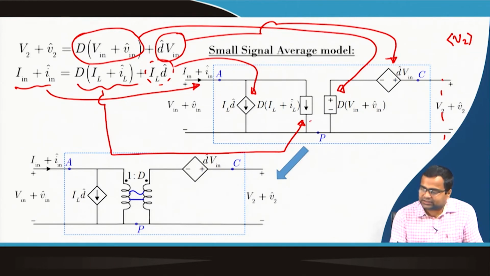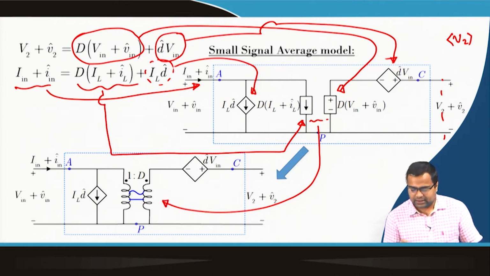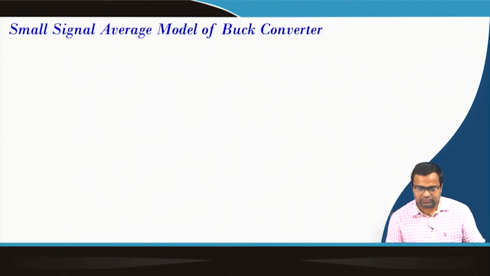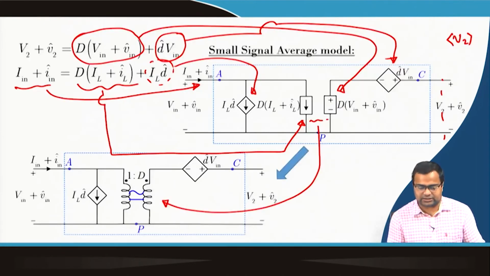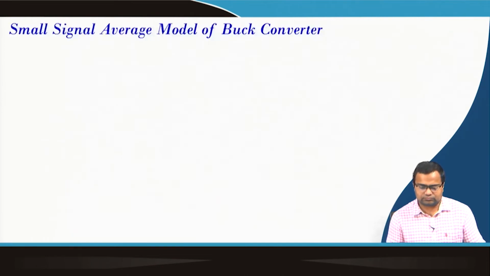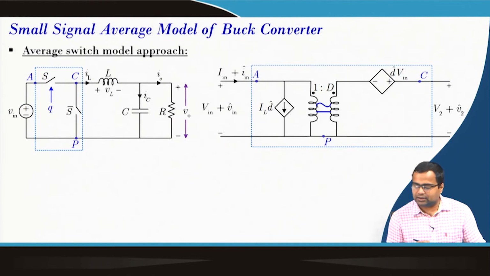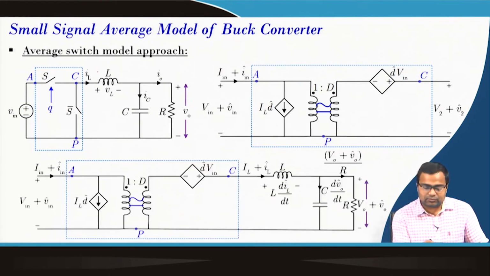Now, you say these two switches we can replace with this transformer model, and then the rest of the circuit will remain the same. That means this 3 terminal PWM switch model we can write in terms of a DC transformer and also dependent voltage and current sources. Now, for a buck converter, this switch model we have already found. Now, we want to replace it with this inductor.